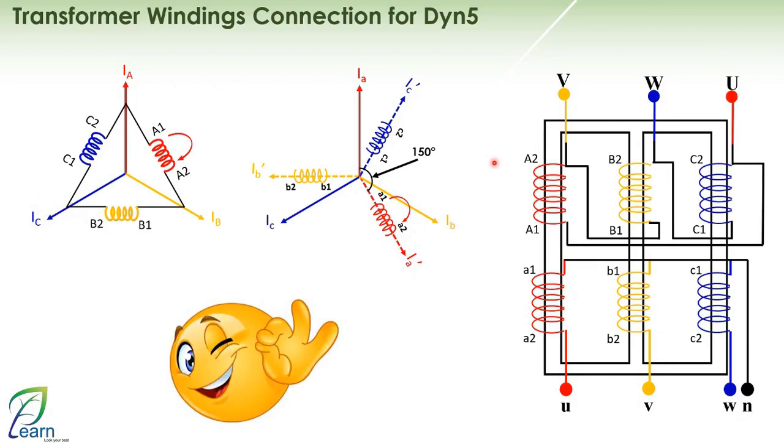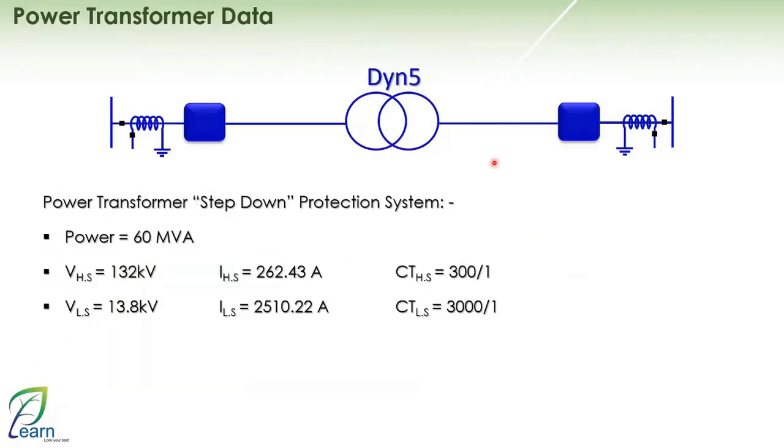Now I know how to make the connection for my transformer Dyn5. Let's take an example. If I have a Dyn5 transformer with a power rating of 60 MVA, which is the apparent power S, with the voltage on the high side being 132 kV, and on the low side being 13.8 kV.